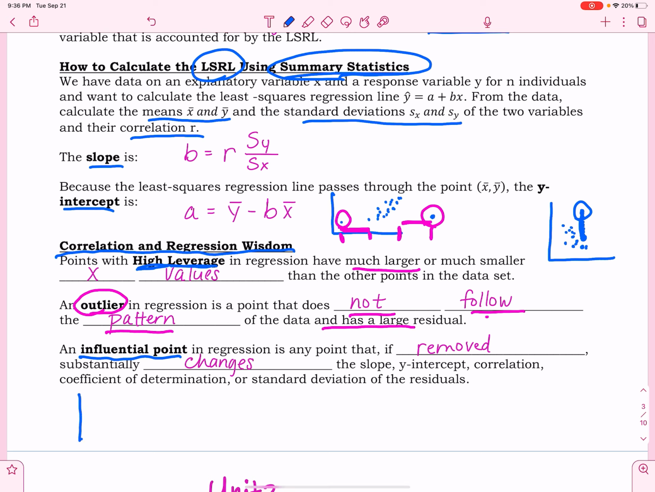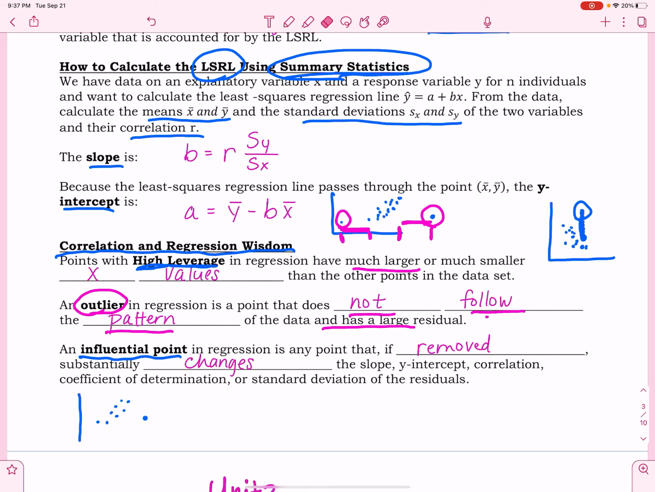Let's say I've got some data here and I've got a point over here, okay? Well, I want you to notice that it lies outside the pattern, so therefore it is an outlier. It's going to have a high residual because if I have my LSRL here, that's going to be a big distance. And also it's got space here this way between it and the rest of the points, so it is also high leverage.